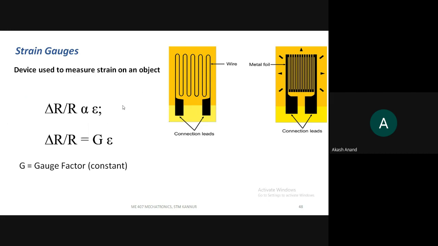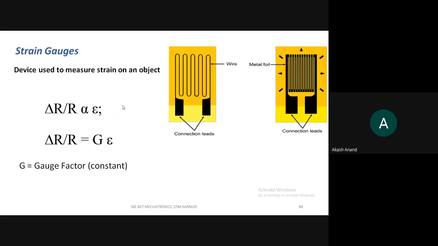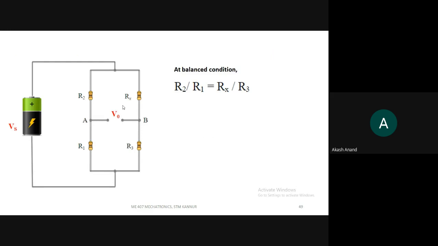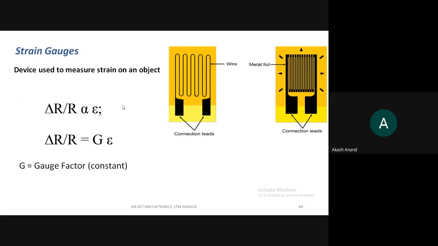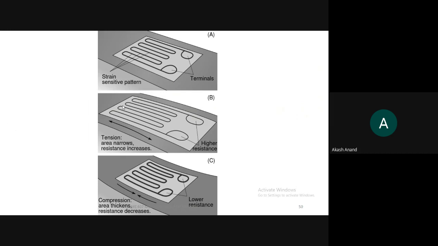But since the resistance change is very small, measurement using a voltmeter or galvanometer is not possible here. So we are using the balanced Wheatstone bridge principle to find the exact resistance of the strain gauge. This is how the strain gauge, when force is exerted on it, will show the result.